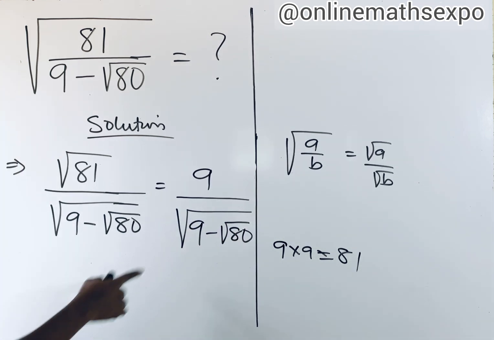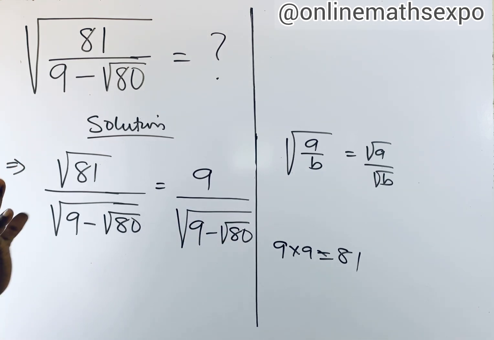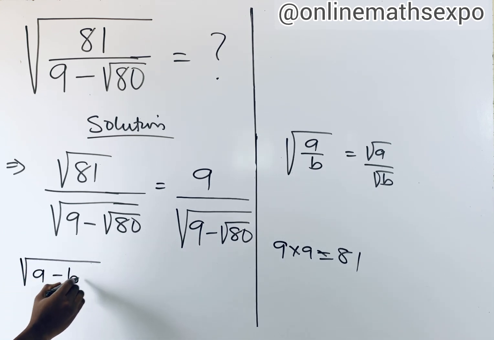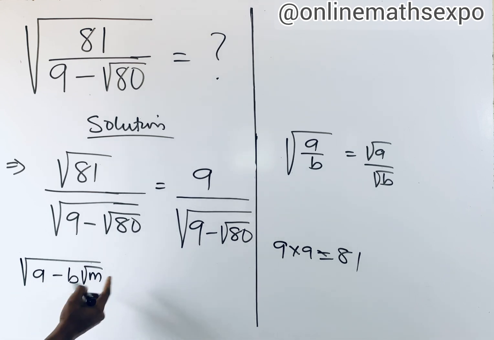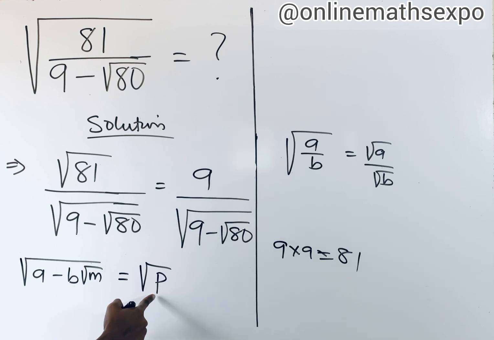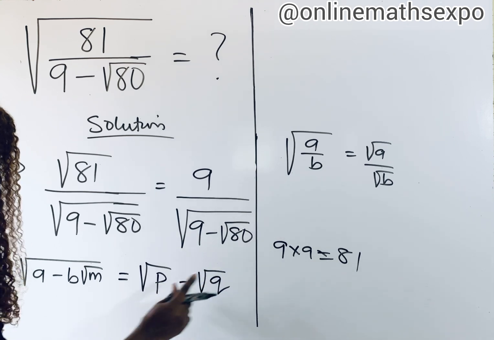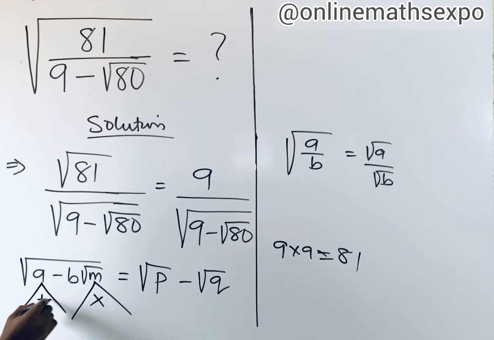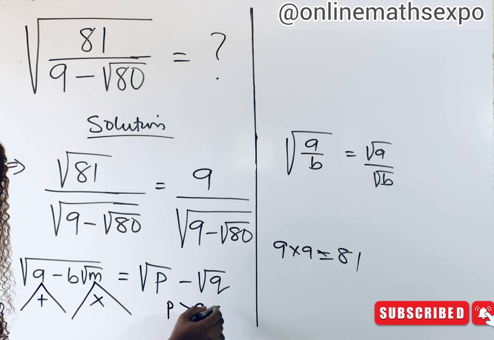Now, this is a square root of a root. How do you simplify this? I'm going to teach you. Just remember that each time you have the square root of a minus b root m, this is the same thing as root of p minus root of q. How do we get these values? You get them by finding two numbers that when you multiply them, give you this m, and when you add the two numbers, give you a. Know too well that your p should be greater than your q, okay?